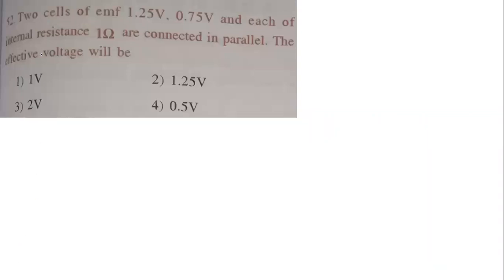Question number 52. 2 cells of EMF are given here and here. Let's say this EMF is E1 and this EMF is E2, each of internal resistance 1. So R1 equal to R2 equal to 1. They are in parallel combination. We need to find out the effective voltage. So how can we do this now, to find out the effective voltage?